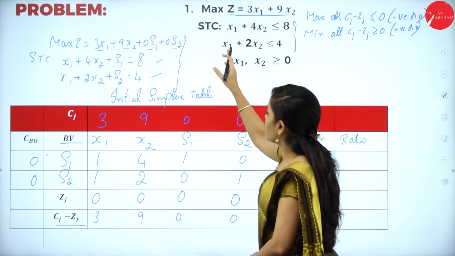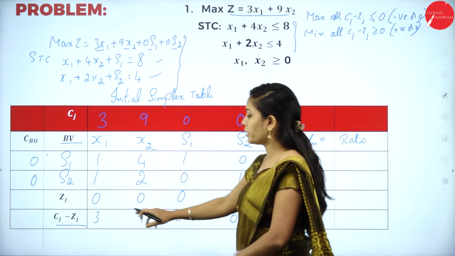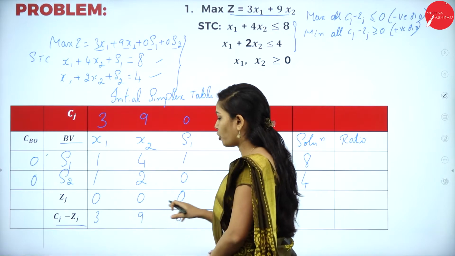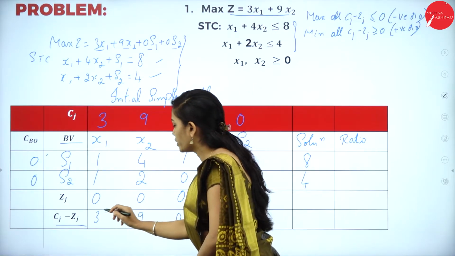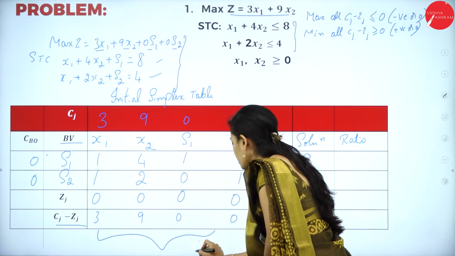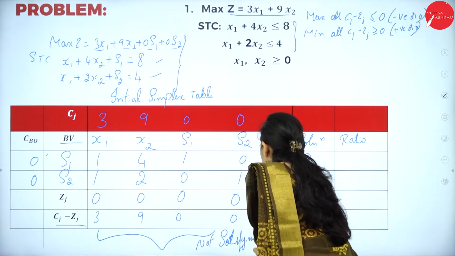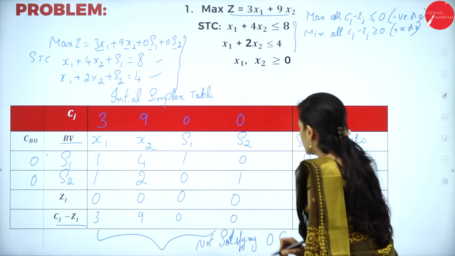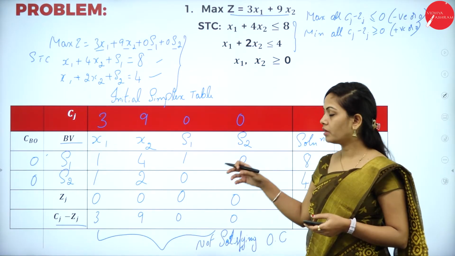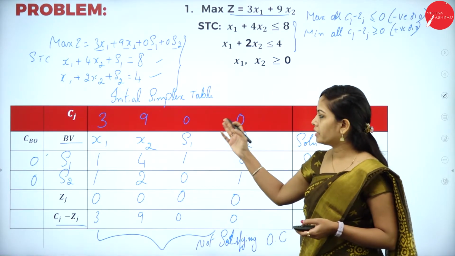So here it is a maximization problem. So all the Cj minus Zj values should be negative or 0. Till then we have to do the iteration. Here we have positive and 0 values. Positive values mean it is not satisfying the optimality condition. So we can move further. After checking the optimality condition, if it is not satisfied, we can proceed to the next iteration.